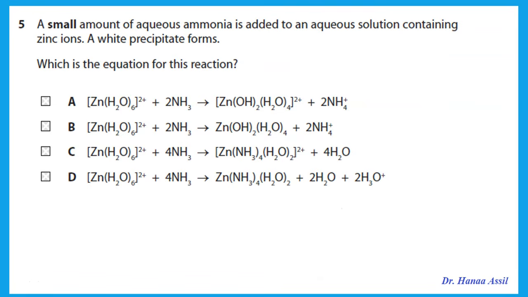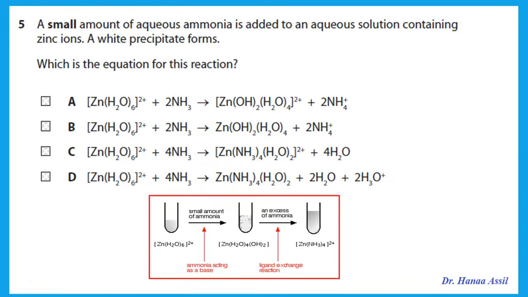Okay. A small amount of aqueous ammonia is added to an aqueous solution containing zinc ions. A white precipitate forms. Which is the equation for this reaction? Remember that with zinc, if we add a small amount of ammonia, it would form a white precipitate. And with excess ammonia, the white precipitate dissolves to give a colorless solution.